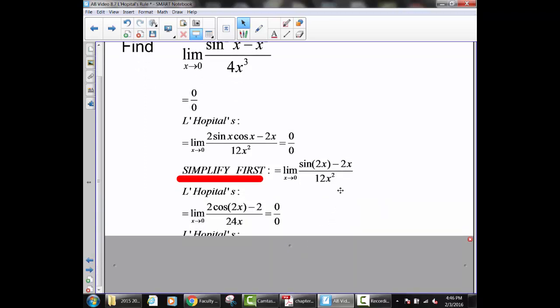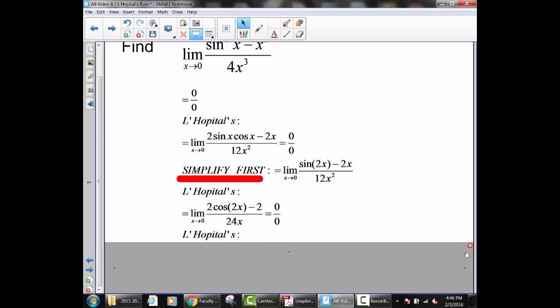So, I know it's going to give 0 over 0. I just simplified it. So now I'm going to get to use L'Hopital's again. Derivative of sine of 2x is cosine of 2x times 2 by the chain rule, minus derivative of 2x is 2, derivative of 12x squared is 24x. If I replace x by 0, cosine of 0 is 1, 2 times 1 is 2, 2 minus 2 is 0, 24 times 0 is 0.